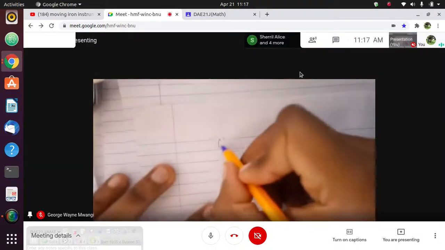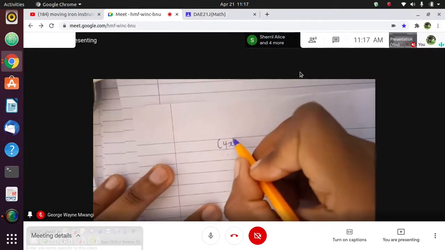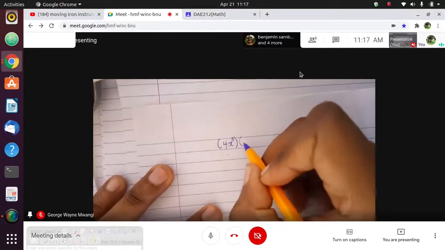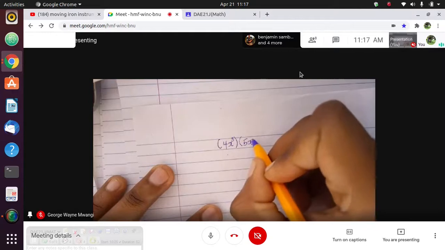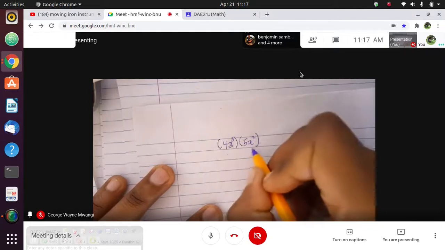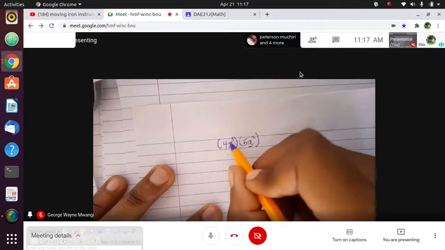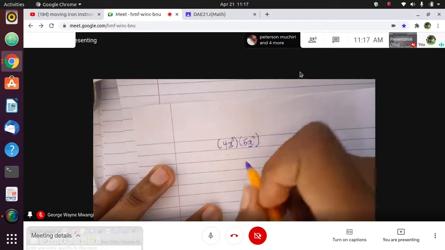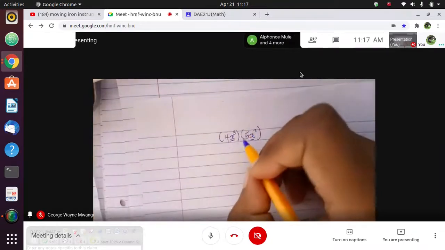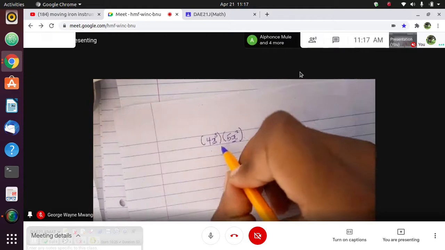Now let us simplify this. We had talked about the laws of indices and how we will apply them in algebra. Now let us see if we still remember. We have a variable x. We have 4x cubed and we have 5x squared, and you're multiplying them. Utapata ngapi? We have been taught to simplify.